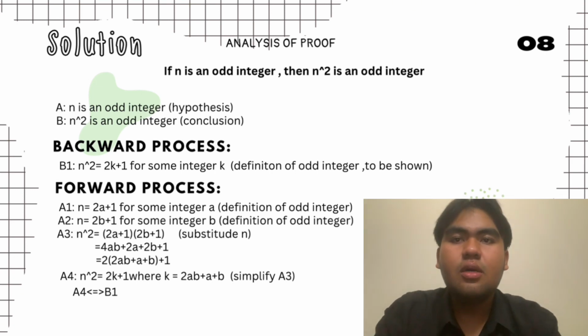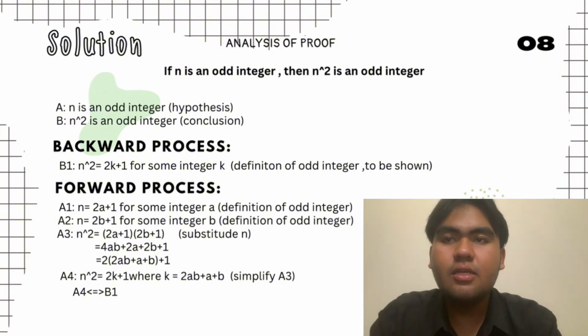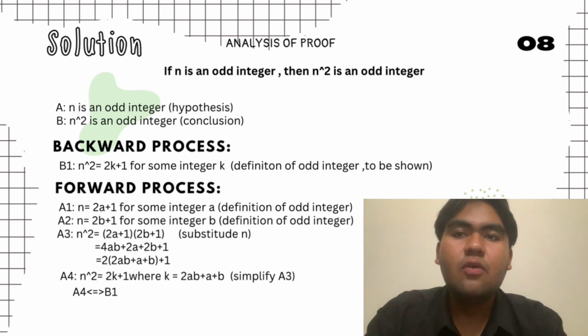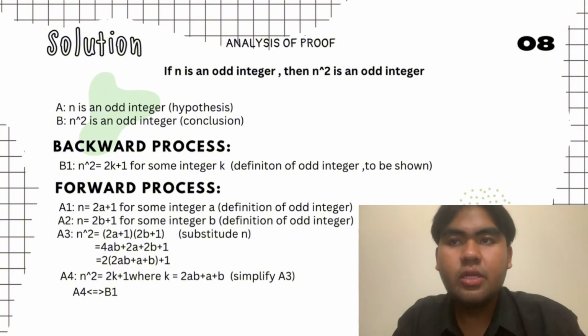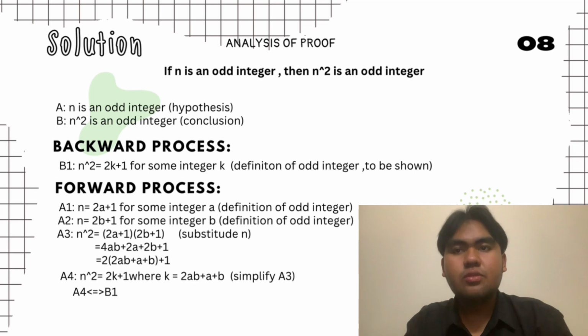A2, we also use the definition of odd integer. So A2 is n equals 2b plus 1 for some integer b. For A3, we need to substitute n equals 2a plus 1 and n equals 2b plus 1. So n squared is 2a plus 1 times 2b plus 1.